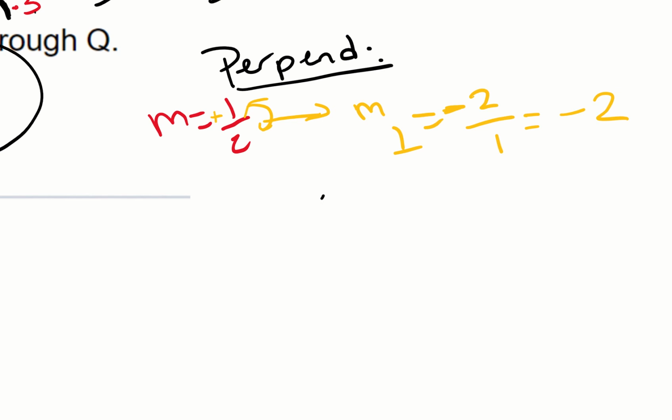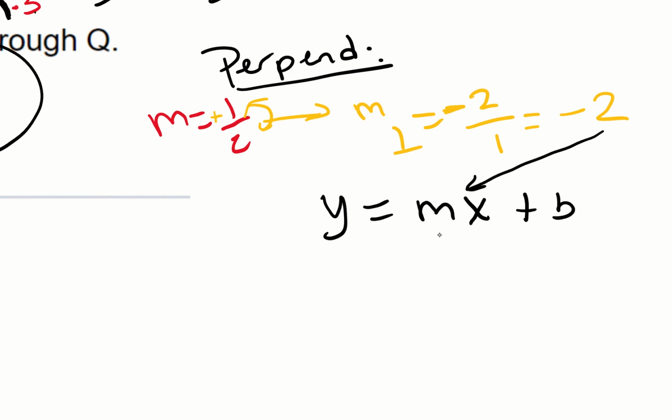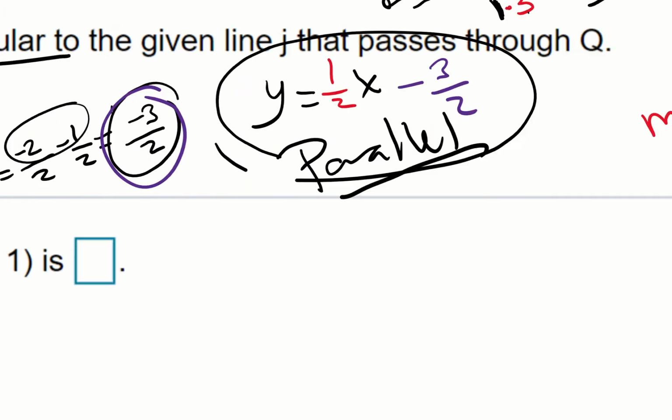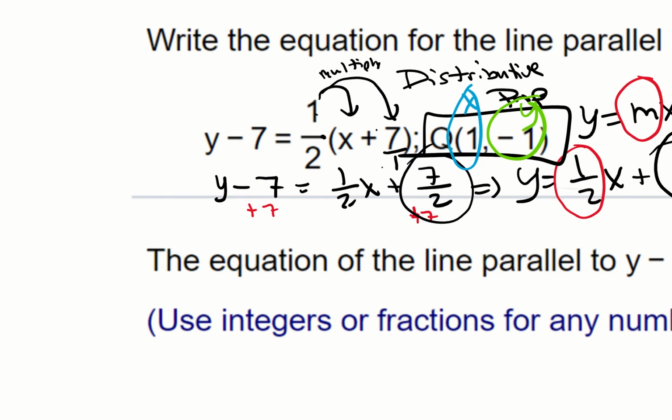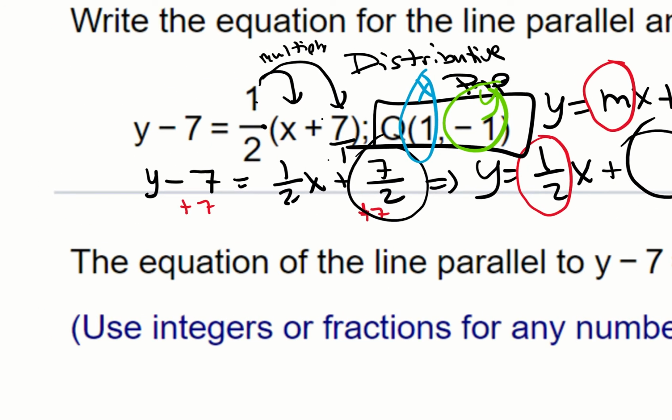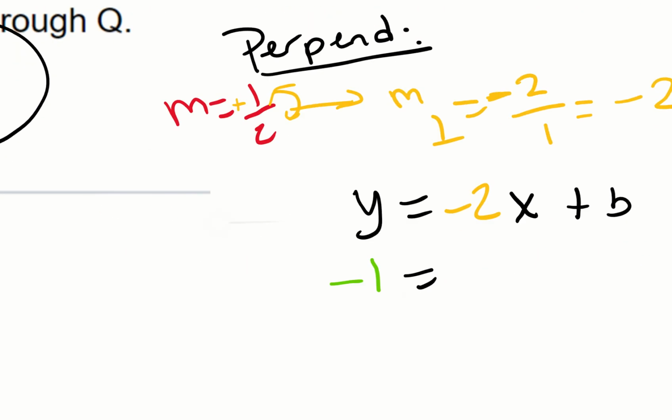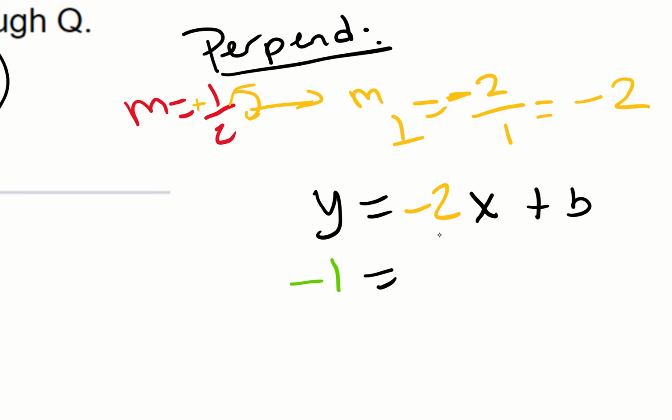Then I can plug it into y equals mx plus b. Plug that in there. I'm just going to erase the m, replace it with -2. That's my perpendicular line. I need to find b. So remember, replace y with -1. I think it was 1. Let me double check. Y is -1. X is +1. Replace it over here. Y is -1. X is +1.